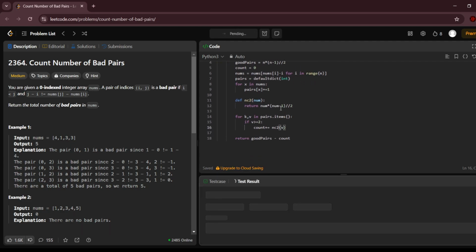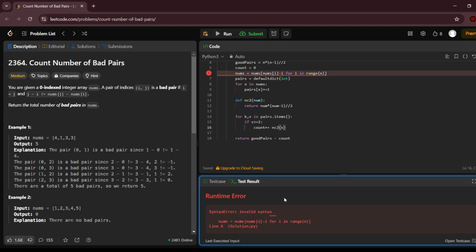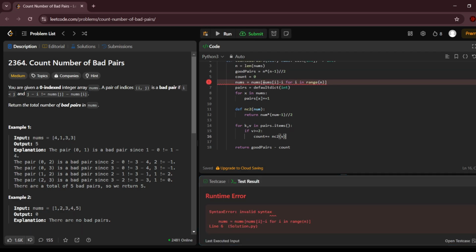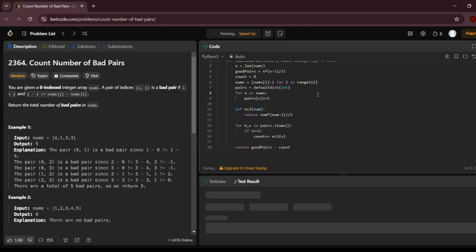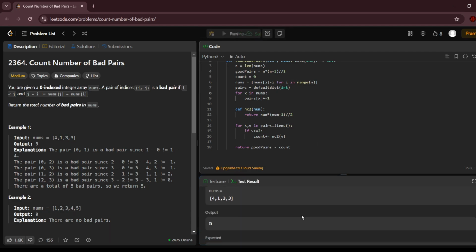This should be good enough. Valid syntax. So this is not correct. Okay. Let's give it a submit.